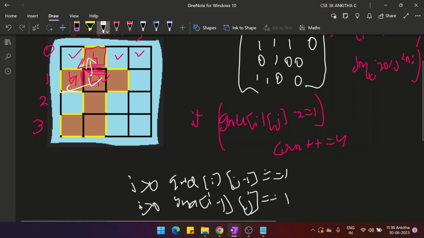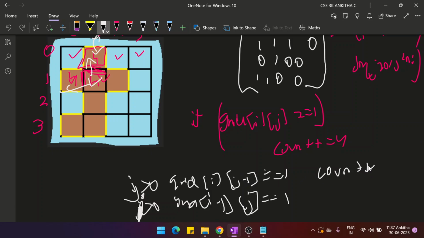Yeah, one second. So this is i, this is j. This is j because you are doing j minus 1. Here it should be i. See, if j is already 0, you cannot move one column back. So j should be greater than 0. If i is already 0, then you cannot move one row above. So i should be greater than 0. If it is equal to 1, then you do count minus equals 2. Here also count decrements by 2.